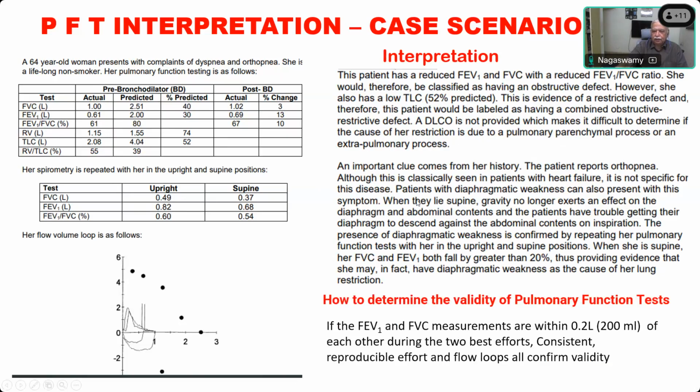restrictive mixed disorder. And how to find the validity of this particular function test is if the FEV1 and FVC measures are within 200 ml of each other during the last two best efforts, then it can be considered an eligible criterion for accepting this PFT. As I told you in the very beginning, there are three factors you have to take into consideration. One is the volume time curve. Second is the maximum difference of less than 0.2 or 200 ml between two best efforts, and the flow volume graph should not have any artifacts.